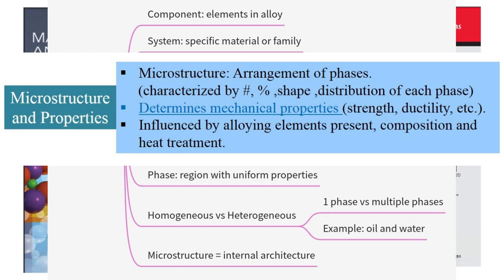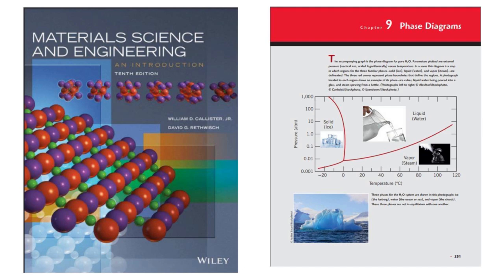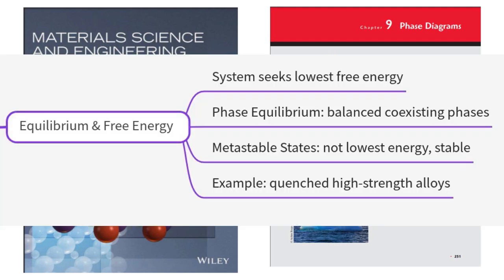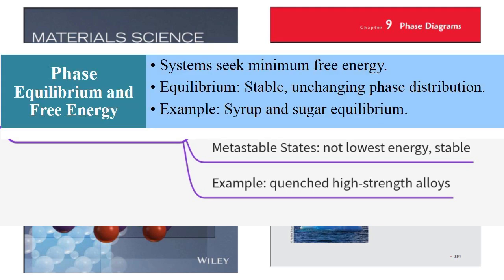Okay, so we've got phases and how they're arranged, but what determines which phases form in the first place? That's where equilibrium and free energy come in. Basically, every system wants to be in the most stable state possible. Like, imagine a ball rolling down a hill, right? It wants to get to the bottom, to the lowest point. For materials, that lowest point is the state with the lowest free energy, which means it's the most stable. And when a system is in that most stable state, we say it's at equilibrium. At equilibrium, nothing's really changing anymore. It's settled. Equilibrium, like the material's chilling out, right?